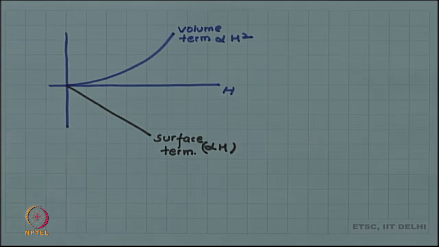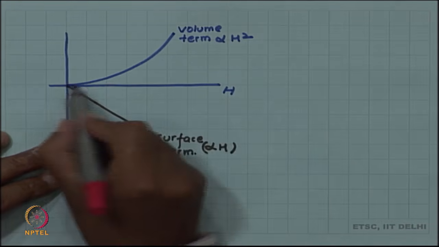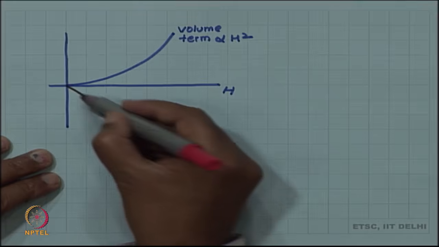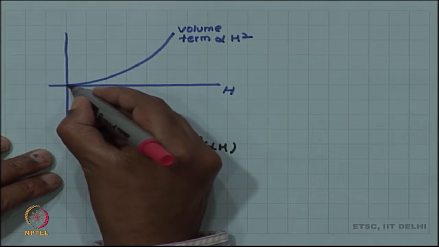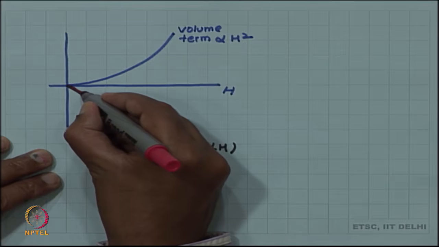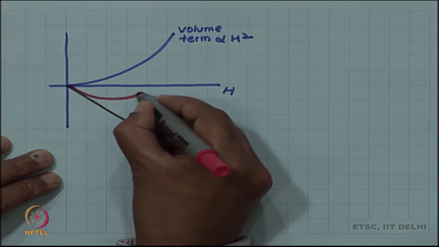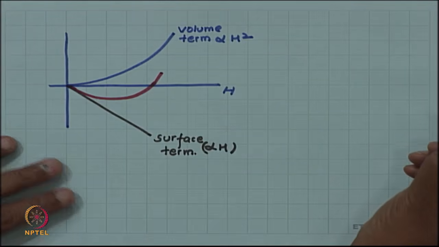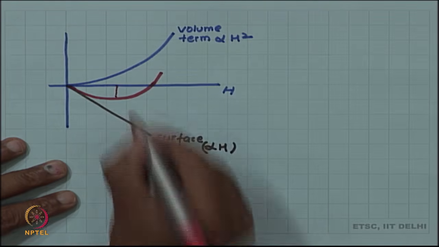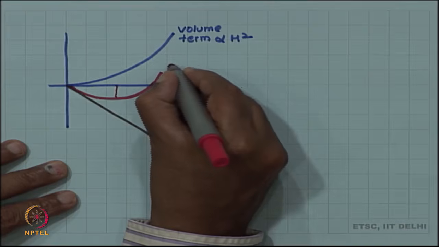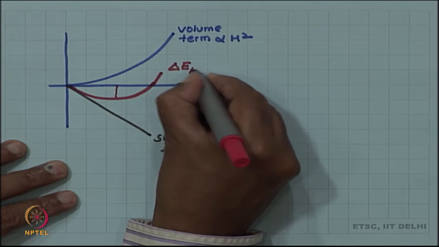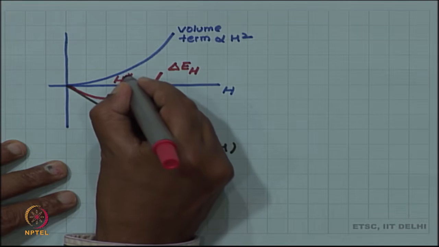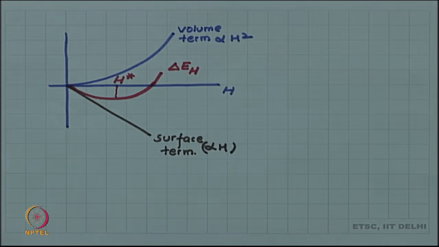And if you combine the two, then you can see that initial slope of the h square curve is 0, whereas initial slope of the surface term is constant. So, initially the surface term will be dominant and the curve will be pulled down, but gradually the square term will start dominating and the curve will go up. So, you will have a minimum in the total energy. So, this is your delta E h, and that minimum will correspond to the equilibrium height of capillary rise.